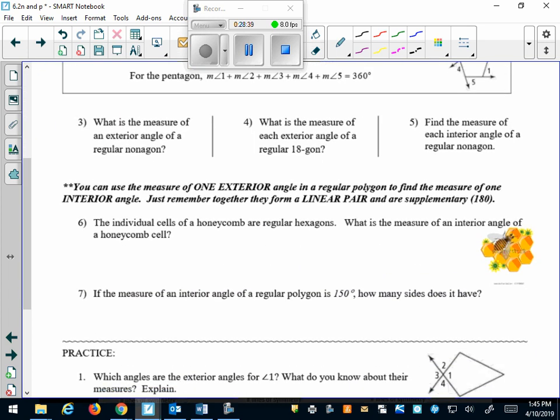What is the measure of each, or one, exterior angle of a regular nonagon? Well, a nonagon is how many sides? So we're going to do 360 divided by 9, and each exterior angle is going to be 40 degrees. Number 4 is the same exact thing. What is the measure of each exterior angle of a regular 18-gon? 360 divided by 18 is 20 degrees.